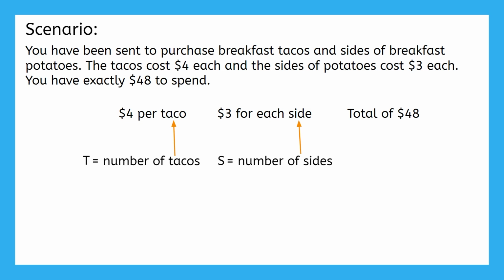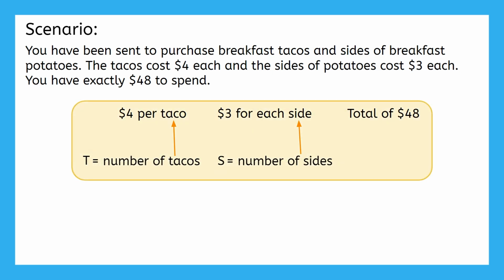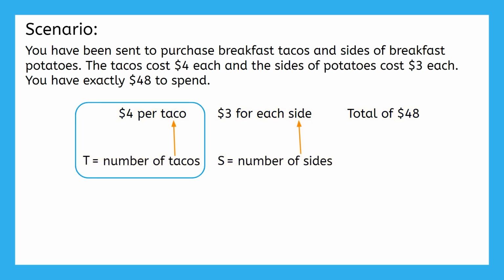Well, I see a lot of words up here that can be translated to math, and I know that we have two variables. Maybe we can write an equation to represent this. Do you have any ideas on how to turn this into an equation? Let's start with this description. The word per here, $4 per taco, means $4 for every single taco. And that sounds like multiplication. So this can be written mathematically as 4 times t, or 4t.